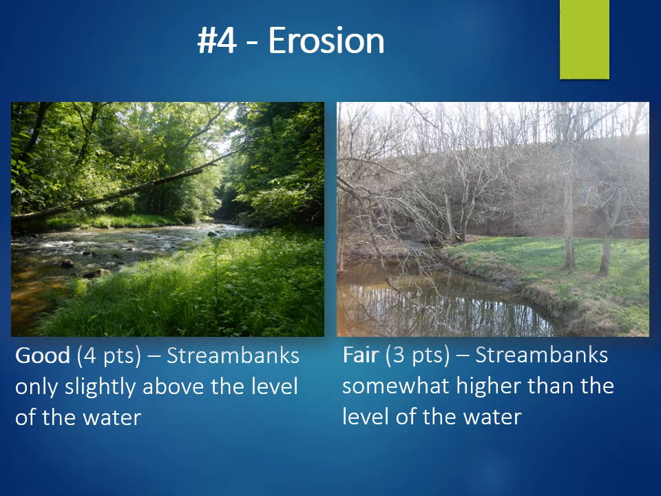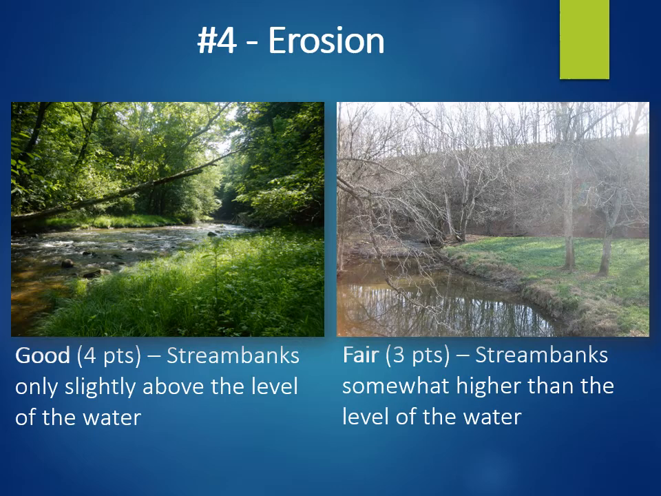Characteristic number 4 assesses erosion of the stream bank. Erosion along a stream can add dirt and sediment to the stream, which harms aquatic habitat. Erosion can also lessen the availability of habitat cover along the stream banks. Ideally, we will see stream banks that are just above the water level of the stream. This ensures that aquatic creatures have access to stream bank habitat and plenty of water. Once the stream banks become higher than the water level due to erosion, access to habitat decreases.